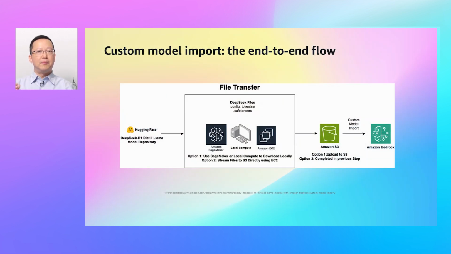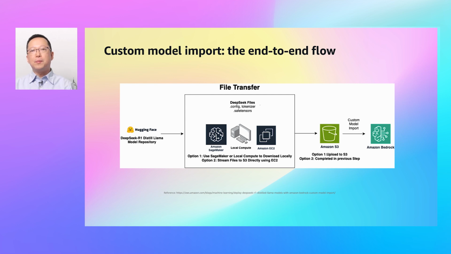Let's walk through the complete process of deploying a DeepSeek model using Amazon Bedrock's custom model import feature. First, ensure you have configured the appropriate IAM roles and permissions for both Amazon Bedrock and Amazon S3. You will need the S3 bucket to store your custom model. Before proceeding, verify that you have adequate local storage space available, specifically at least 70 GB for the 8B model or 135 GB for the 70B model.